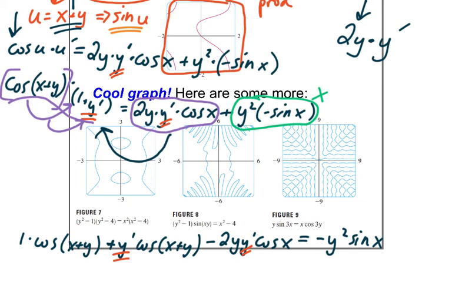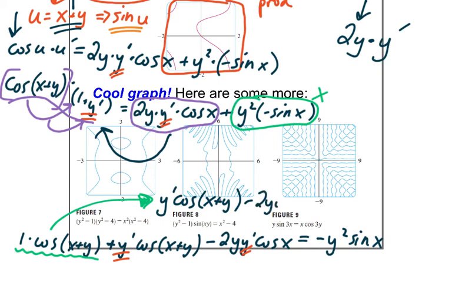Now that I distributed the cos, do you notice over here that this term doesn't have a y prime anymore? So if we don't need him on the left side, why don't we move him over to the right side? Let me follow that green arrow. We should have now y prime cos of x plus y minus 2y y prime cos of x. Okay, that's the left side. All the y primes are together.